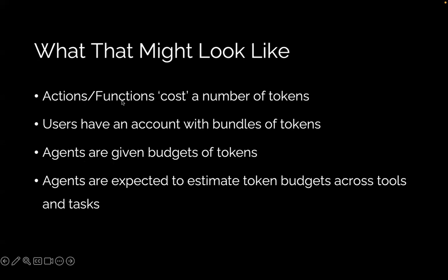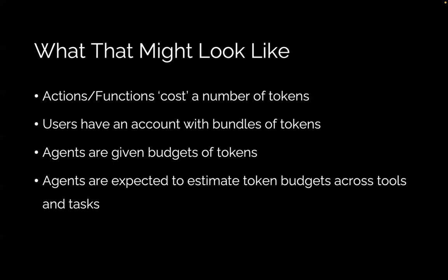So as I mentioned here, what that might look like: actions or functions cost a number of tokens. As I say, that's how Replit is doing it. That's how most of the vibe coding products are doing it. Create an account, you're given budgeted tokens. What's interesting here is agents are given a budget. So you can tell, again, not happening yet, but this is the way you would imagine this would work, is you say, go solve this problem for me. You have a budget of X.